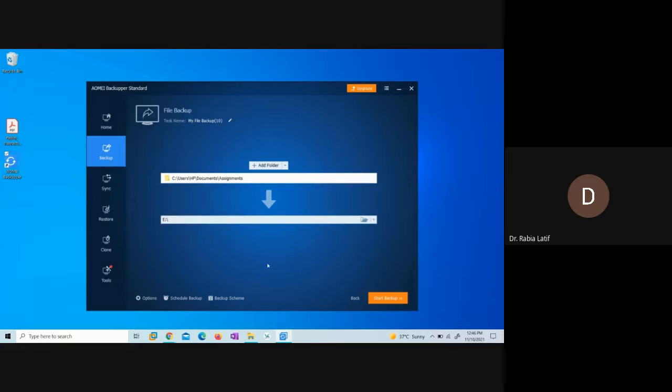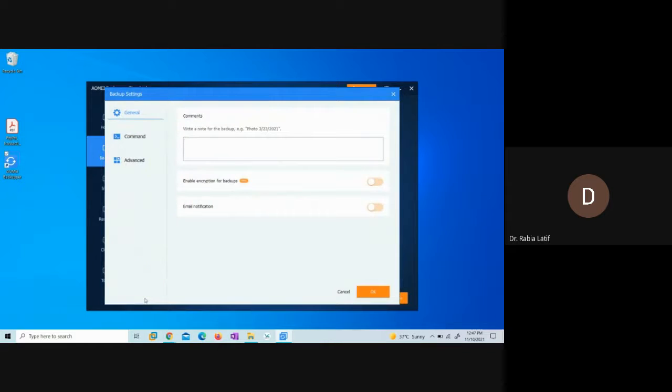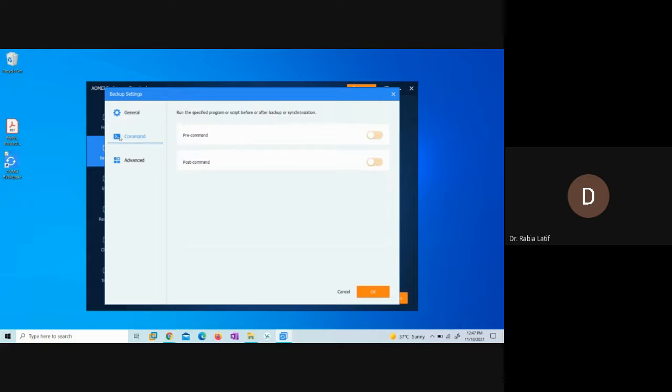Now before proceeding to start backup, we have multiple options here. When you click on options, you can write a note for yourself. For example, you can write assignments here, and then append the date, for example, 10/10/2021. If you want to enable encryption for your backup, this is a very good option, but it is not in the free version. You have to pay for the license. It is in the professional version. And email notification, if you want to get notifications through email, just enable it. Again, here we have a pre-command and post-command. If you want to specify any pre or post command, you can enable it and write your command.